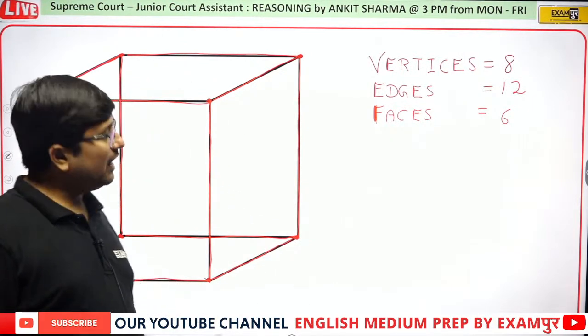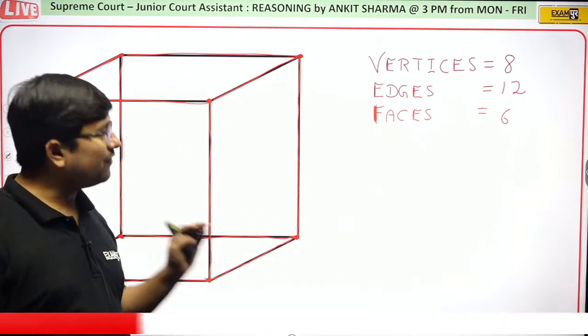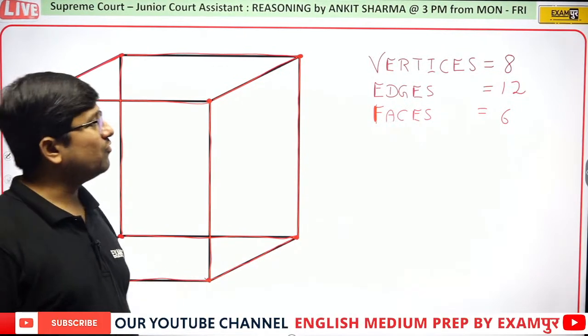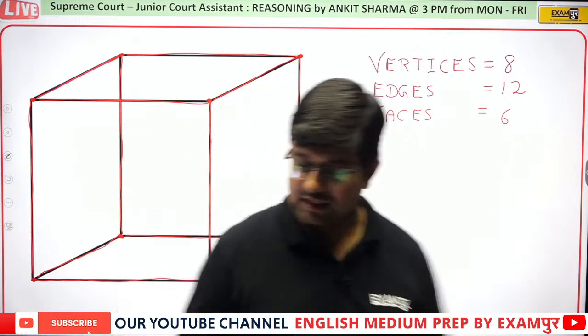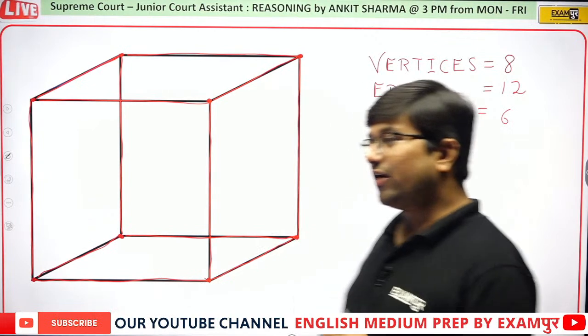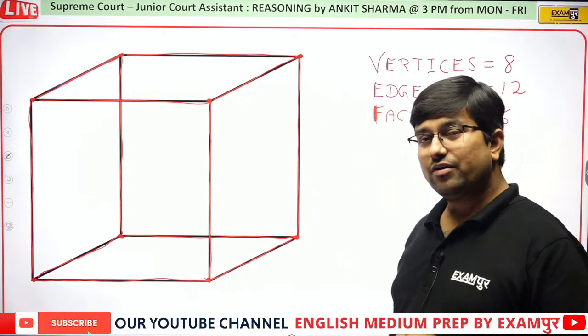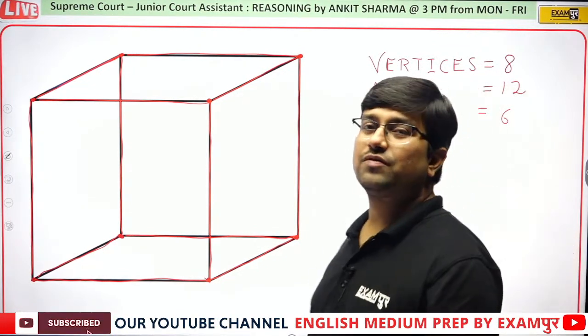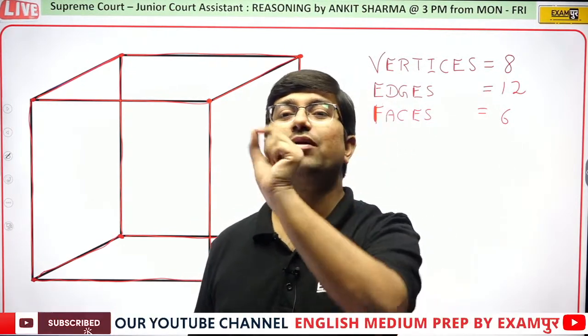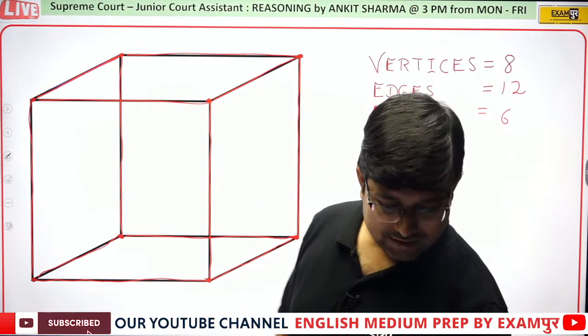So how many edges are there? 12 edges. How many vertices? 8 vertices. How many faces? 6 faces. Okay, remember the dice of a Ludo? 6 faces. On each of the 6 faces there are different numbers from 1 to 6, or there can be different numbers of dots from 1 to 6.